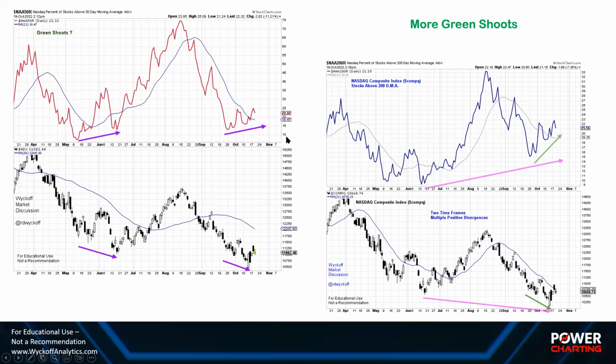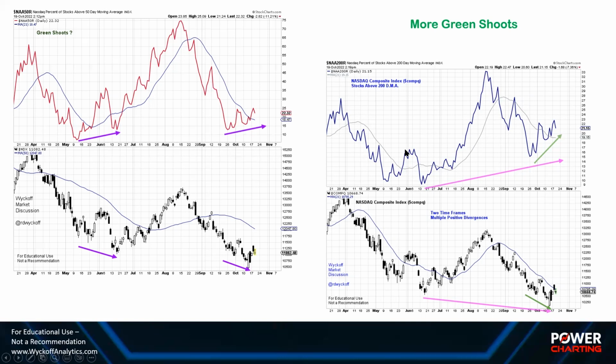Around 10% of stocks are above their 50-day as a measure of a trend. This resulted in a rally in June to August. Now we have something going on here where we have a period of higher lows being made, lower lows in the NDX, downside non-confirmation in the 50-day.